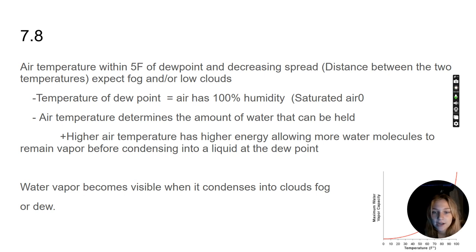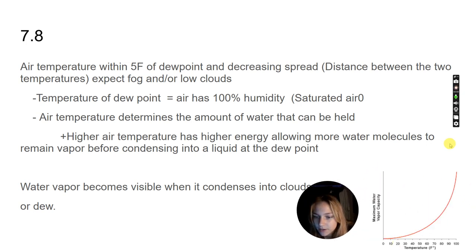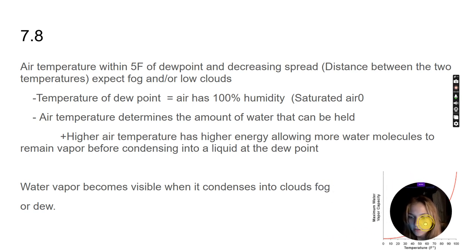Air temperature determines the amount of water that can be held. Higher air temperature has higher energy, allowing more water molecules to remain vapor before condensing into liquid at the dew point. So basically, more water molecules will fit into higher air temperature and it will chill there for longer, therefore more stuff in there. And the relationship kind of looks like this. That's the chart. My face was covering it. Water vapor will become visible when it condenses into clouds, fogs, or dew.